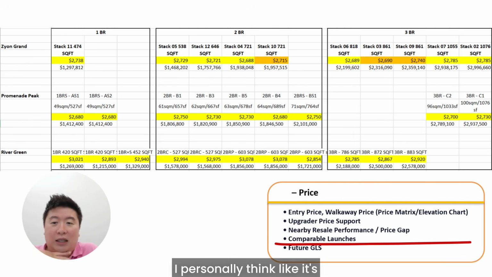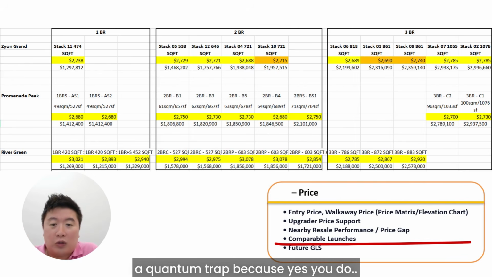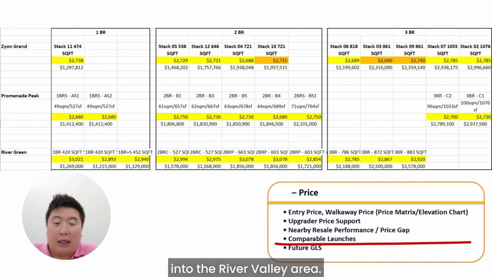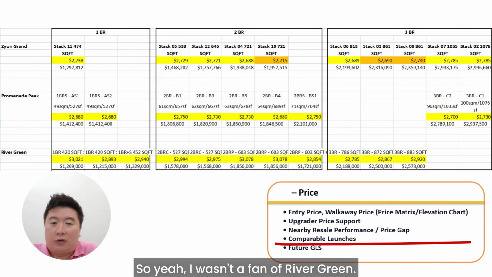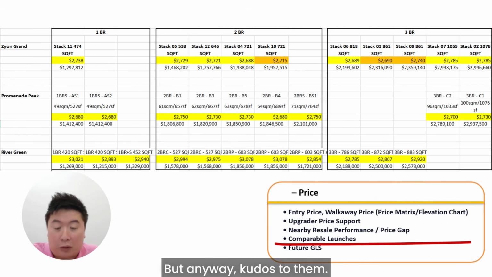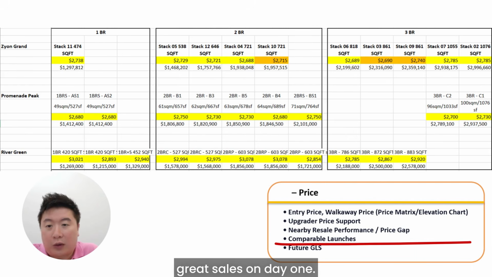I personally think it's a quantum trap because yes, you spend a lower quantum to get to the River Valley area, but because your size is small, in future when you do get profits, right, your profits in terms of quantum absolute amount is also lower. So yeah, I wasn't a fan of River Green, but anyway, kudos to them. They achieved very great sales on day one.